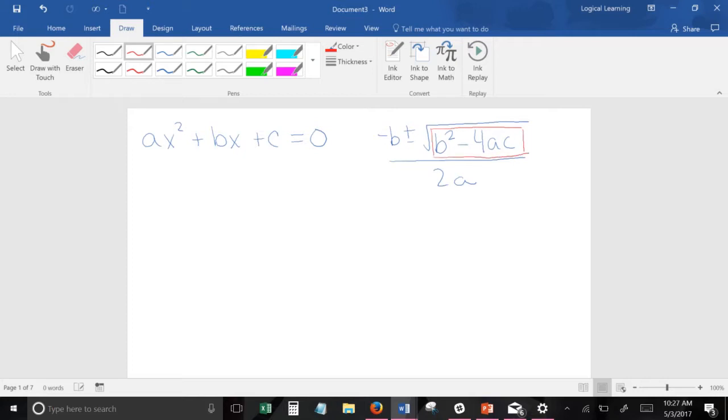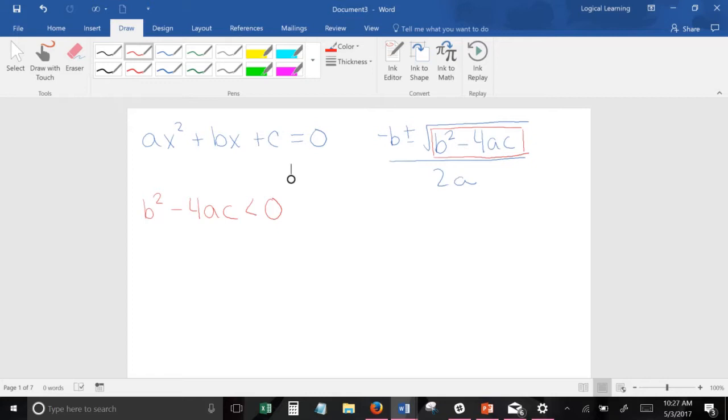This is what we call the determinant, b squared minus 4ac. Now, because it's a square root sign, if this number, whatever it ends up equating to, is less than 0, meaning it's a negative number, we'll have the square root of a negative number. Now that's an imaginary number.